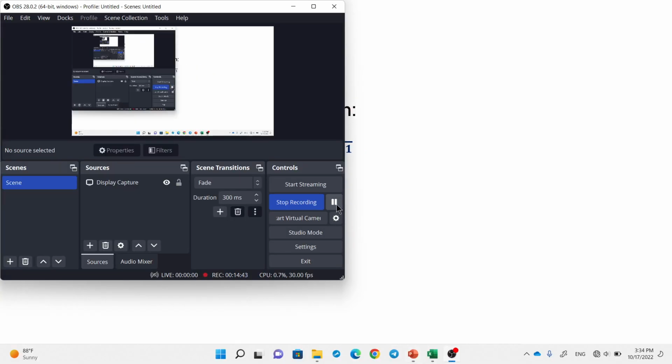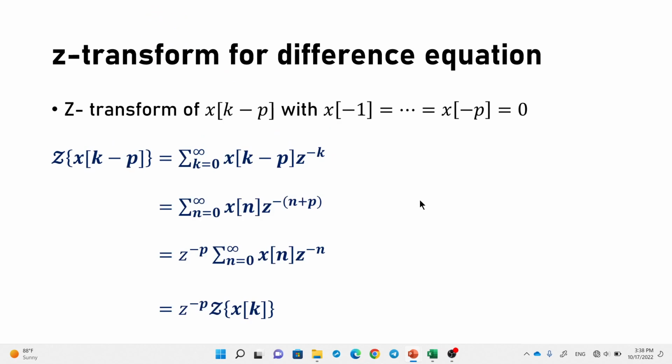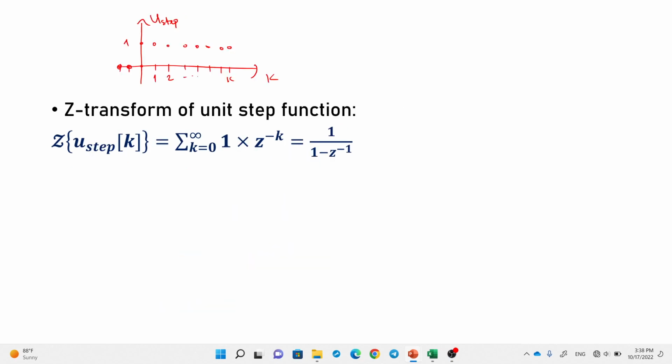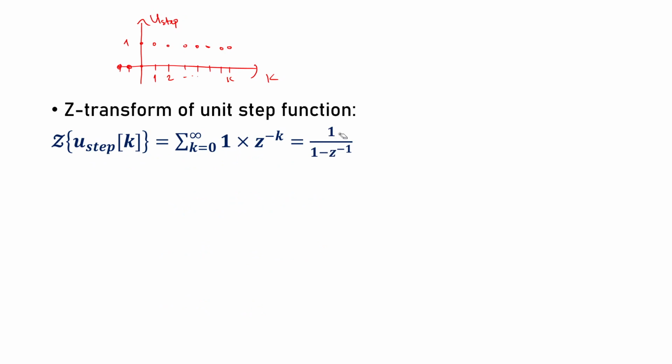Now this series converges to a certain value if the norm of z to the minus 1 is less than 1.